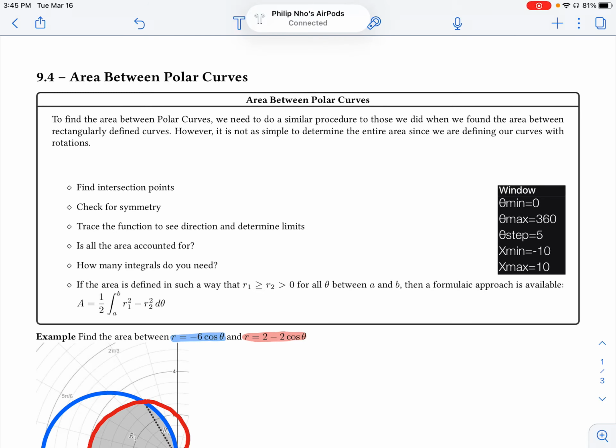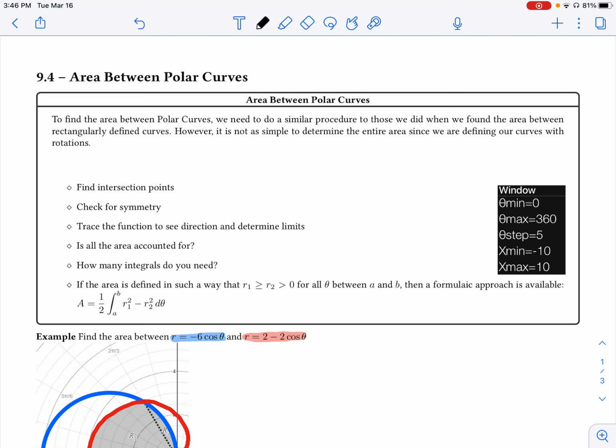All right, so now that we have an understanding of how to find the area inside a polar curve, let's start talking about how to find the area between polar curves, or that is to say, to find the area that is shared between two polar curves.